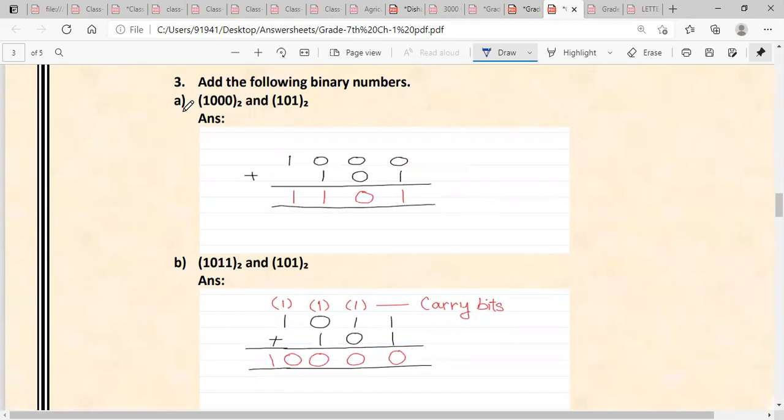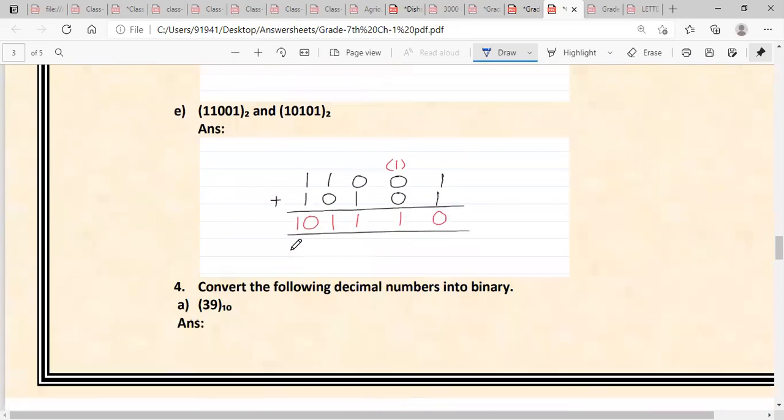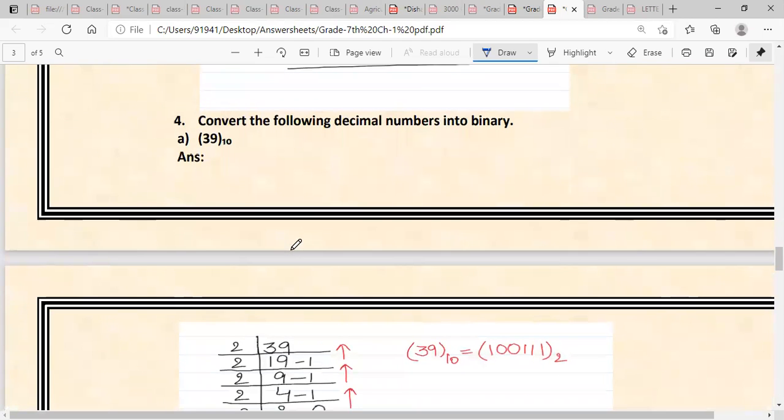Now what is the method of addition? 0 plus 1 is 1, 0 plus 0 is 0, and 0 plus 1 is 1, and here there is only 1, so write the 1. Okay, now do a practice yourself. Do this question yourself. Apply the addition rules on parts B, C, D, and E. Same rules you have to follow.